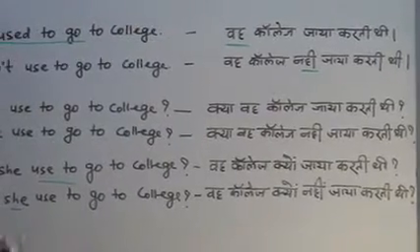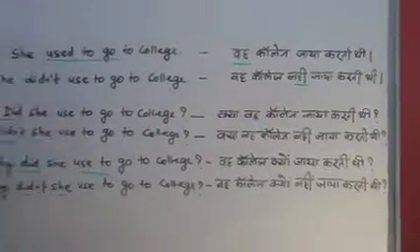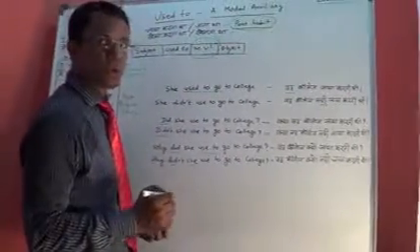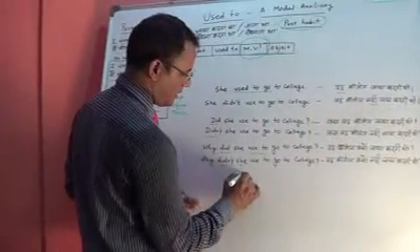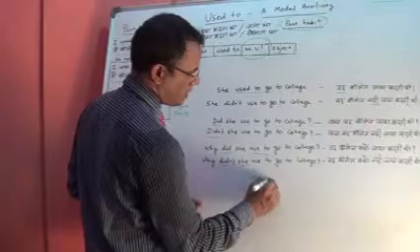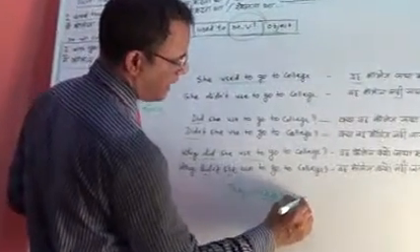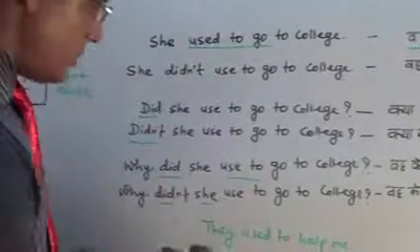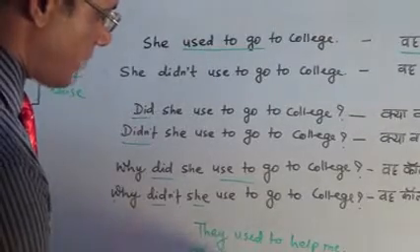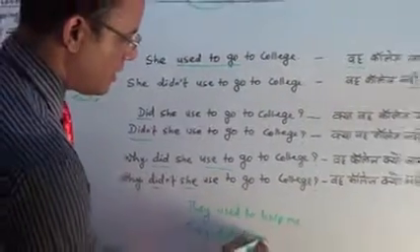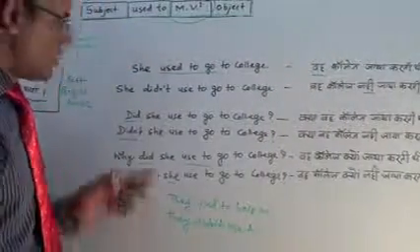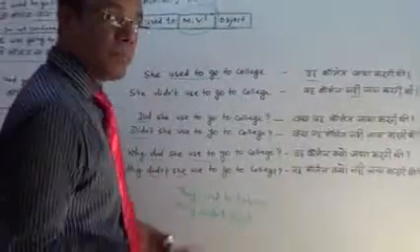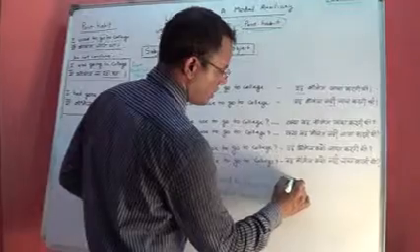So like this, you can go for your practice with the example of she used to go to college. So you can make they used to help me. वे लोग मेरी मदद किया करते थे. Now it is your turn to make this negative, like they didn't use to. Did they use to? Didn't they use to?